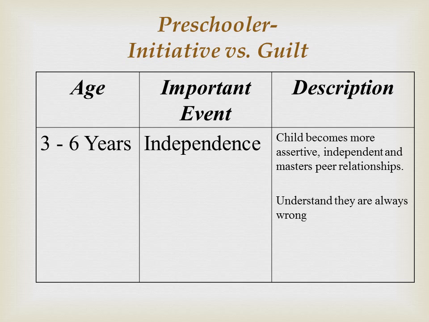Then you move on to the next stage, which is 3 to 6 years old. You're beginning to become more independent by yourself here. Now you feel very confident. You just got out of that last stage with a lot of autonomy, so now you're going to be willing to take initiative on your own. I need to go into a preschool classroom by myself, and now you're going to be able to have conversations with other kids. The child becomes more assertive, independent, and masters peer relationships.